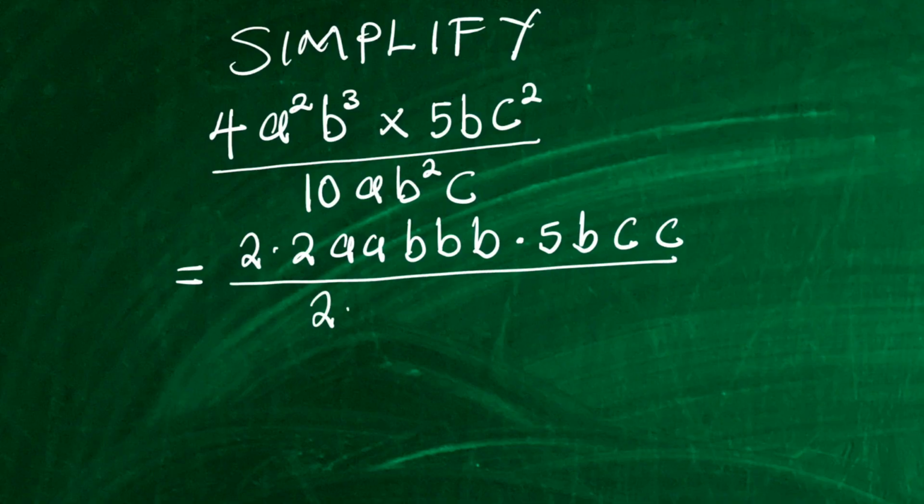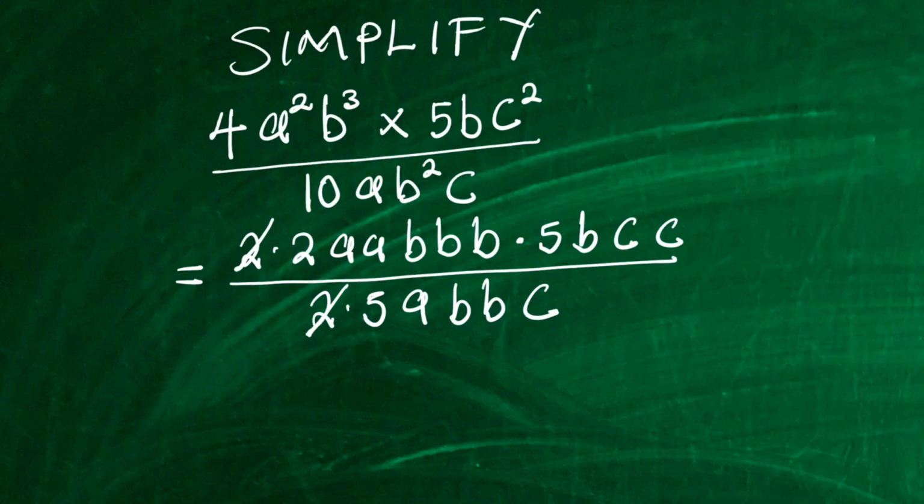Everything over 10, I can write it as 2 multiplied by 5. Then I have A. B squared is B multiplied by B. Then I have C. Next, I begin the cancellation process.